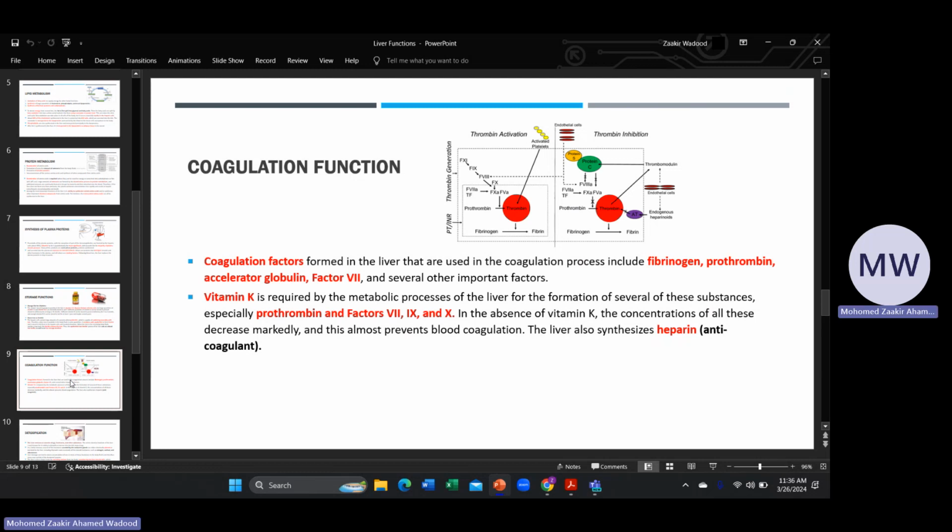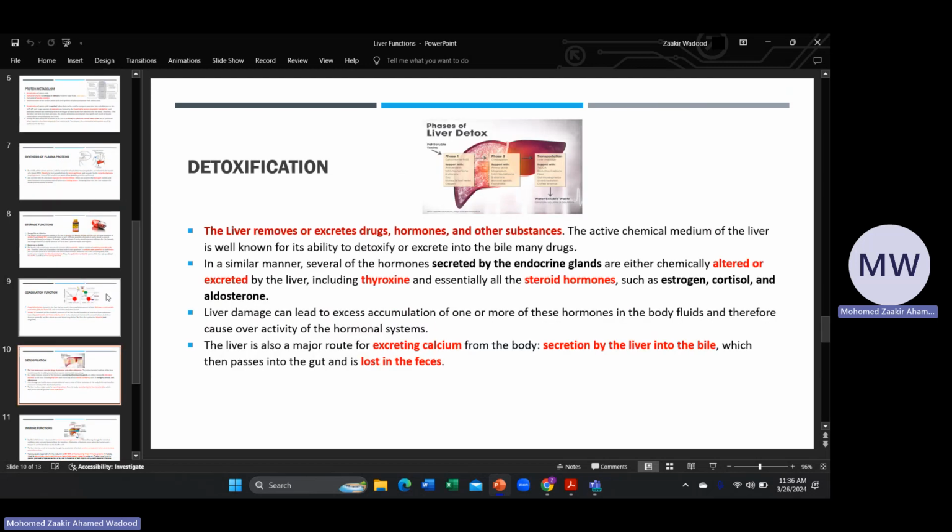So next, we come on to detoxification. As we all heard, the liver helps in detoxification, but what exactly does it do? It's quite well known for its ability to remove drugs, hormones, and even other substances. In very much the same way, many hormones secreted by endocrine glands, including, for example, thyroxine, and virtually all steroid hormones like estrogen, cortisol, and aldosterone. The liver is also a major pathway for getting rid of calcium secretion into the bile, which can then be excreted in the feces.